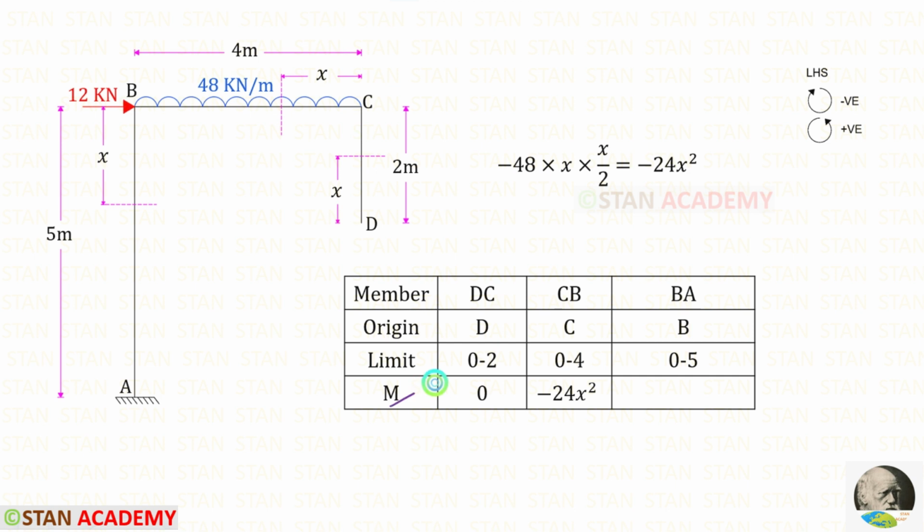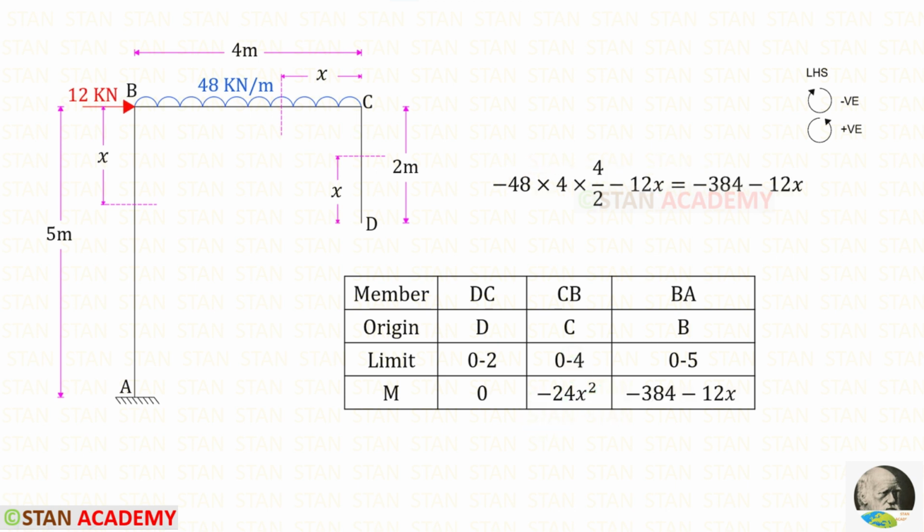Let us find the moment in CB. Up to this section, we have only the uniformly distributed load, 48 kN per meter. It is acting in the clockwise direction, so it will be negative. We know that with the UDL, we have to multiply the distance and then the distance by 2. In this way, we will get minus 24x square.